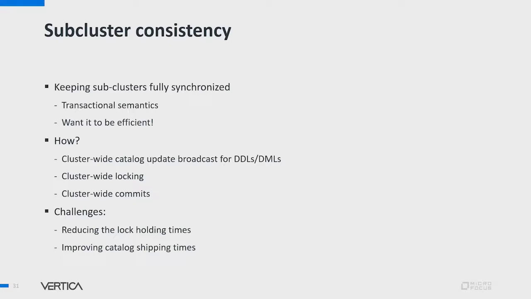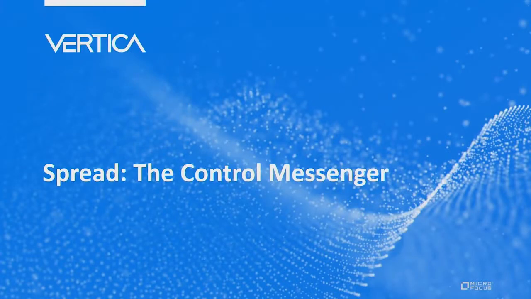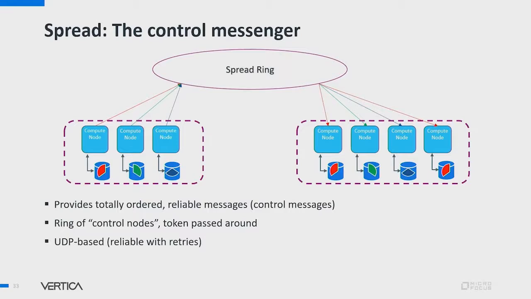And so for the rest of my presentation, I'm going to talk about these two issues in more detail. First, let me talk about data transfer. And to talk about data transfer, I need first to talk about Spread, the framework Vertica employs, which I call here the control messenger. Spread is a framework which is used and licensed by Vertica to bring certain guarantees that are often desirable in distributed systems, namely ordered and reliable messages, which we sometimes call control messages. And I'm going to talk about those in a second.